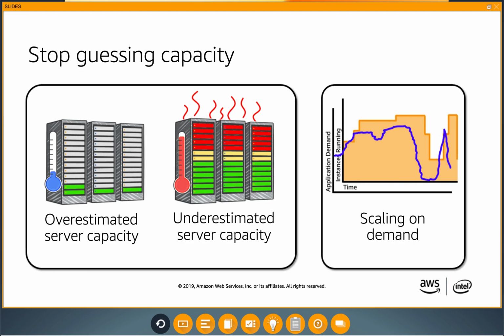Stop guessing capacity. The corollary to trade capital expense for variable expense is that when we try to build services and size our data center, we build it based on forecasting models and prediction of usage, which typically leads to one of two scenarios.